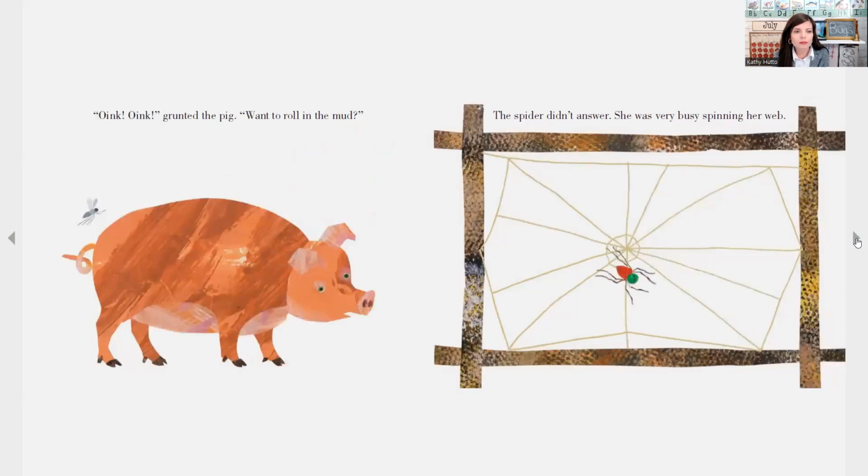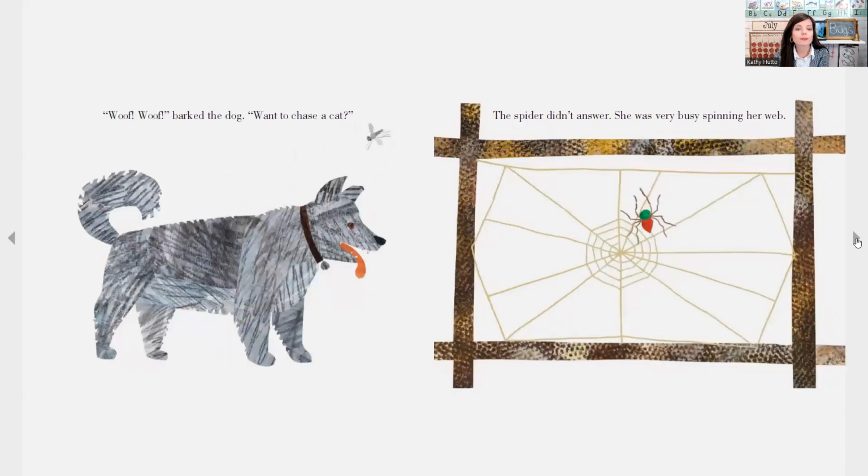"Oink, oink," grunted the pig. "Want to roll in the mud? Oink, oink, oink." The spider didn't answer. She was very busy spinning her web. "Woof, woof, woof," barked the dog. "Want to chase a cat? Woof, woof." The spider didn't answer. She was very busy spinning her web.